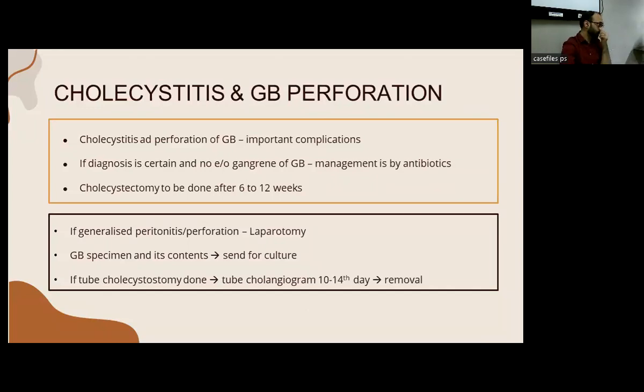Moving on to cholecystitis and gallbladder perforation. If the diagnosis is certain and there's no evidence of gallbladder gangrene on ultrasound, management is primarily by antibiotics and a cholecystectomy is recommended 6 to 12 weeks later. But if there's generalized peritonitis or evidence of GB perforation, then laparotomy is done and the gallbladder specimen with its contents is sent for culture. There is also a recommendation of tube cholecystostomy, where instead of removing the gallbladder, a tube cholecystostomy is simply placed, a tube cholangiogram is done later and the tube removed. Cholecystectomy formally is done later, in 6 to 12 weeks. That is also necessary.